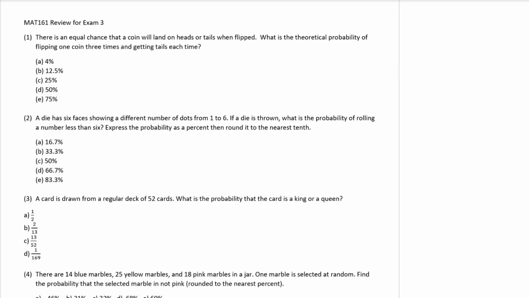It covers topics of statistics, probability, and a little bit of normal distribution and empirical rule. So let's get started. Alright, so question number 1. There's an equal chance that a coin will land on heads or tails when flipped. What is the theoretical probability of flipping a coin 3 times and getting tails each time?